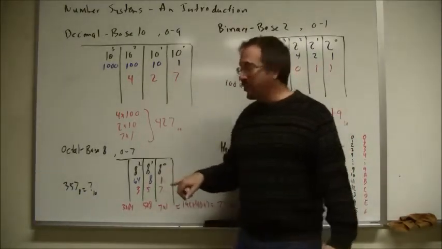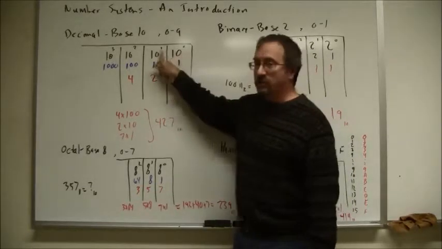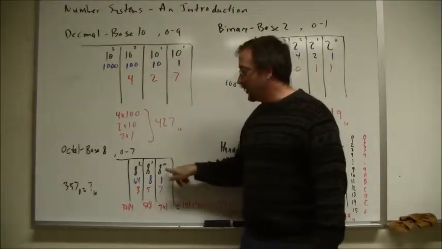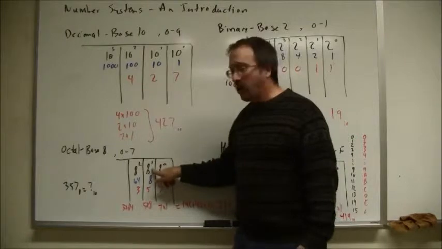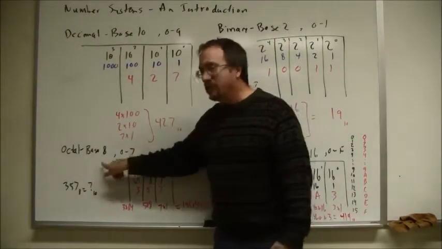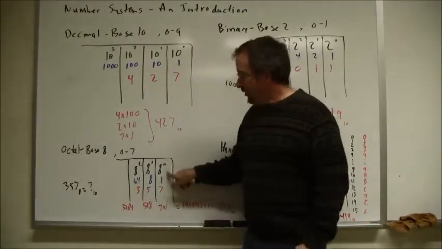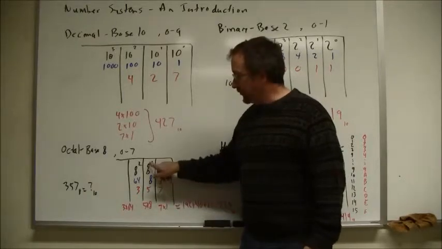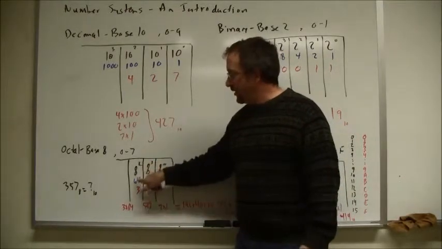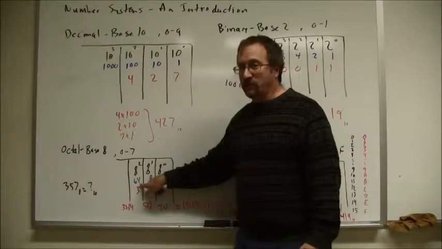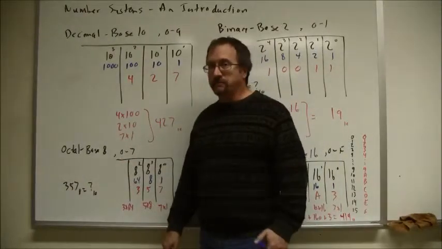And the reason for it being called base 8 is, just like decimal has 10 to the 0, 10 to the 1, 10 squared, our columns are 8 to the power of 0, 8 to the power of 1, 8 squared, 8 cubed, and so on. So that makes this the ones column, this is the 8s column, 8 squared is 64, that's the 64s column, and so on down the line.